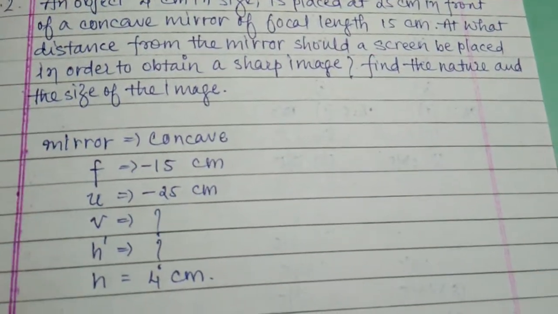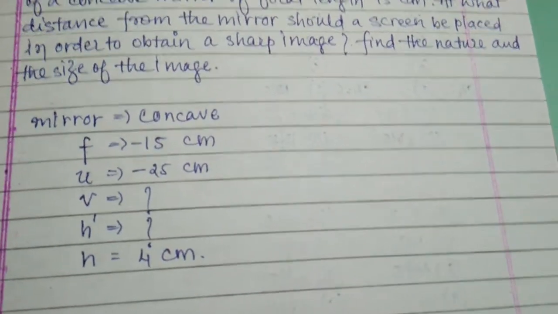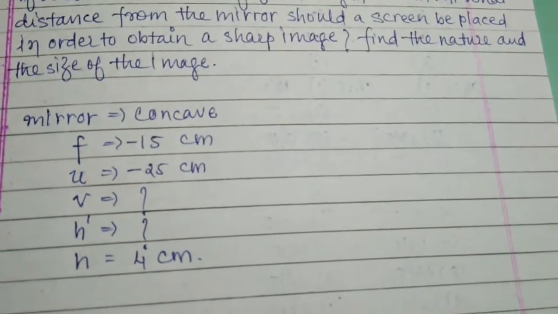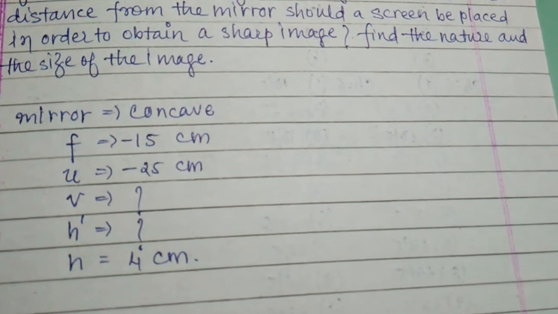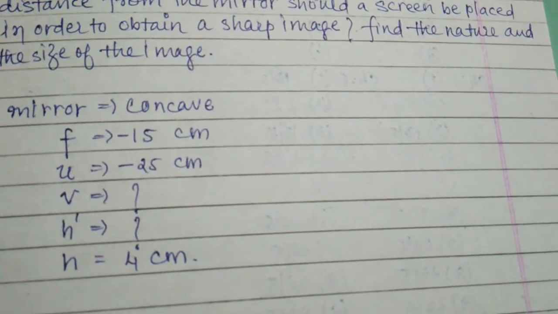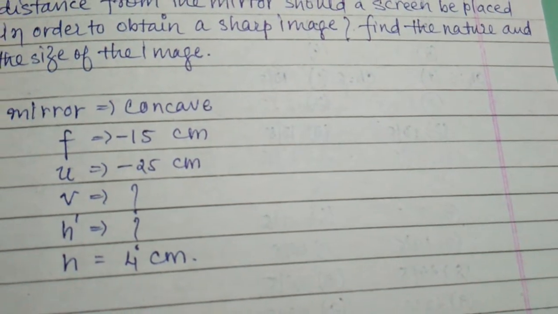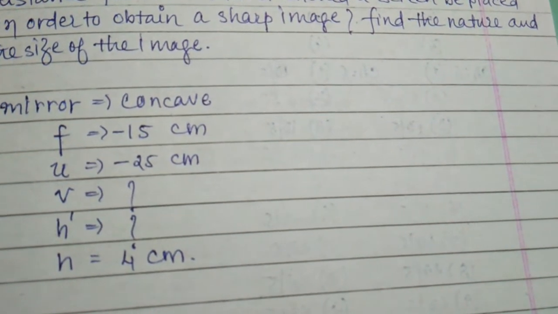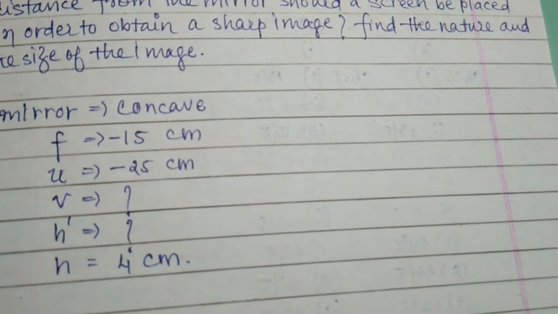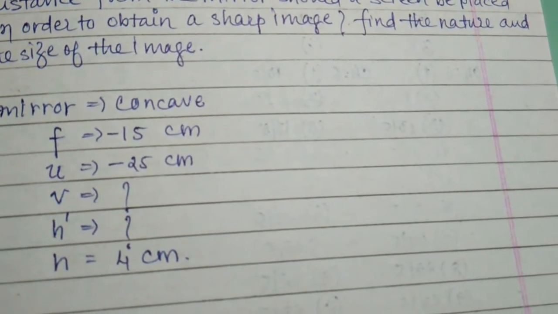We have a concave mirror. So for a concave mirror, if focal length is equal to 15 centimeter, then radius of curvature is double the focal length, so it is 30 centimeter. And our object is at 25 centimeter, so it is between 15 and 30. So it is in between focus and center of curvature.